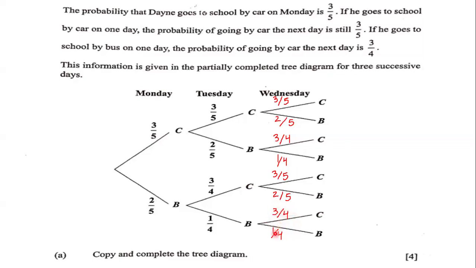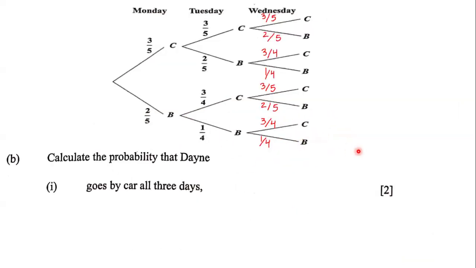And then this here is 1/4 because these two lines must add up to 1. So if this is 3/4, this must be 1/4, because 3/4 plus 1/4 is 4/4, and 4/4 is 1. And so this right here is the completed tree diagram. Now let's use this tree diagram to answer these questions.